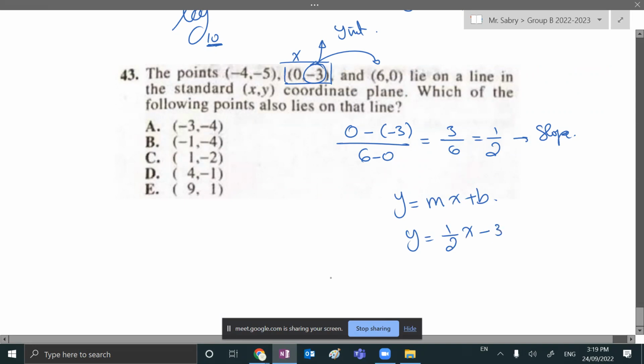Which of the following points also lie on the line? All you need to do is substitute -3 instead of the x, and check if the answer comes out as -4 or not. Substitute -1 instead of the x, and check if the answer comes out as -4 or not, and so on. So the answer in this case should be half times 4 is 2, 2 minus 3 is -1, it's D. Because if you substitute 4 instead of the x, it comes out as 2 minus 3, which is -1, and that's the same as this y here. D is the correct answer.